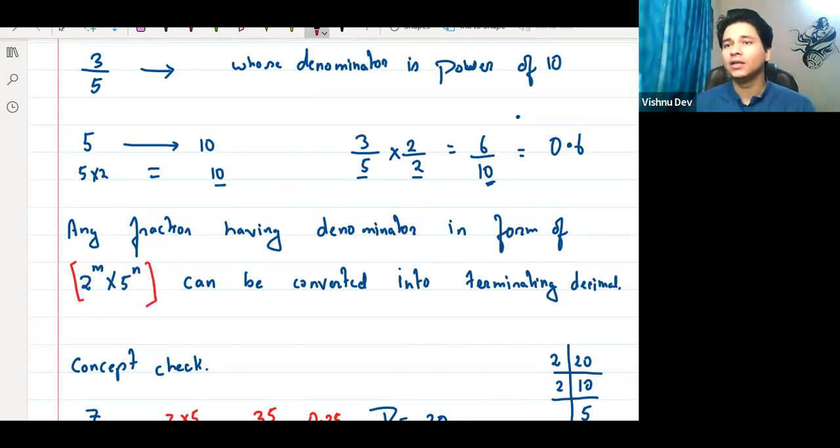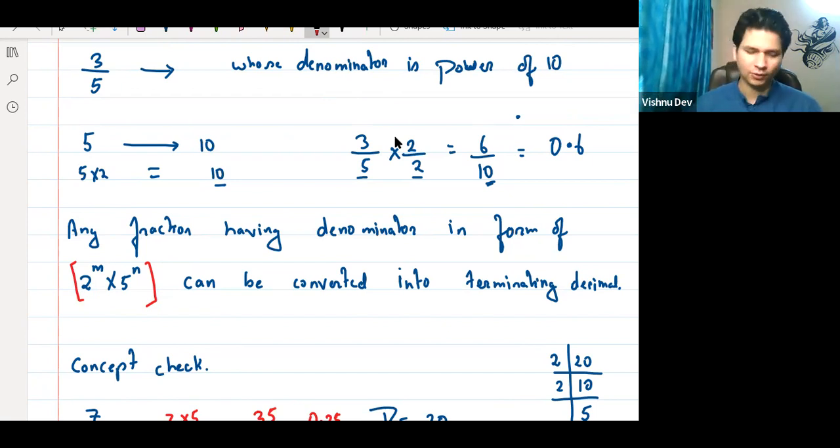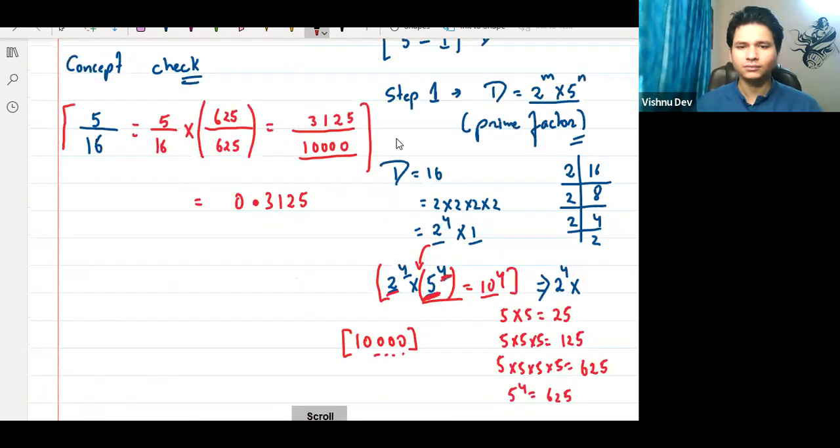If I'm having anything apart from this, if I'm having 3 or any other number, I cannot convert the fraction into a terminating decimal. Then we have to use the basic division method. I hope all of you know basic division. Anyway, I will revise that, don't worry about it. So this is what we have studied.